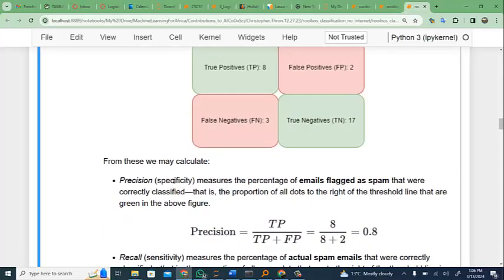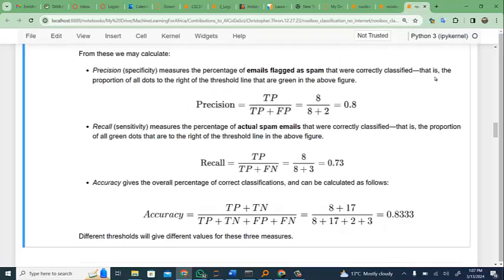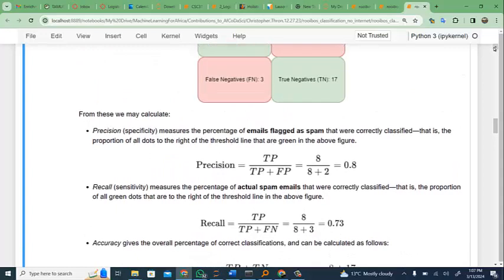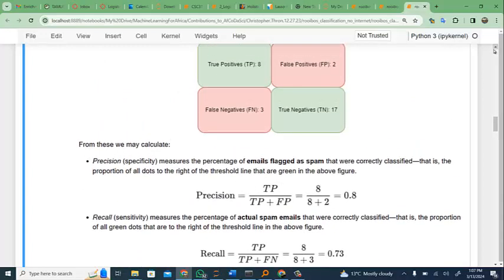So the precision, also called specificity, measures the percentage of emails flagged as spam that were correctly classified. Now, precision is the same thing as true positive rate. I take all the ones that were classified as positive, and I take the proportion that are truly positive. So the ones that were classified as positive is the first row of boxes here. So that's where we get the 8 for true positive. 8 plus 2 gives me the total number of instances classified as positive.